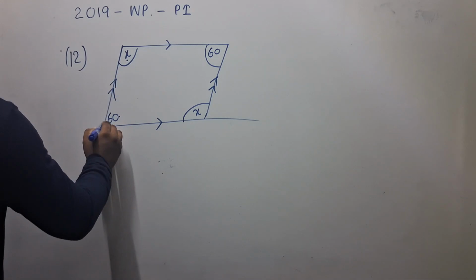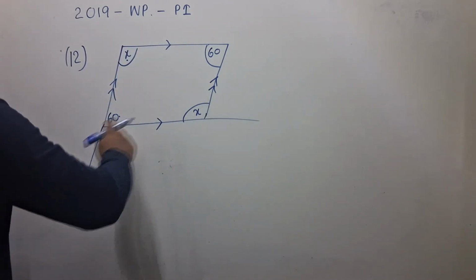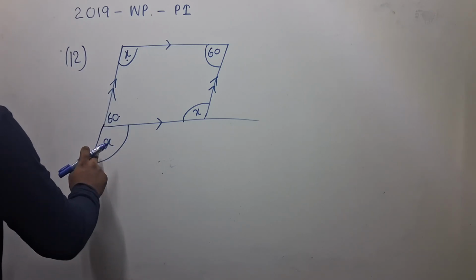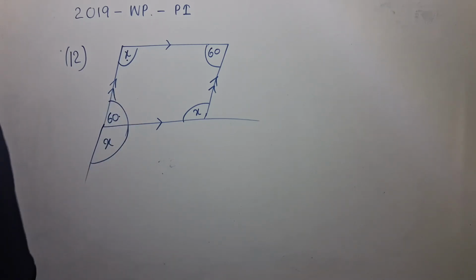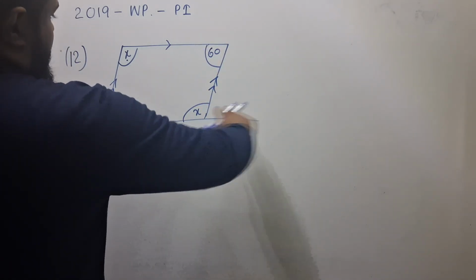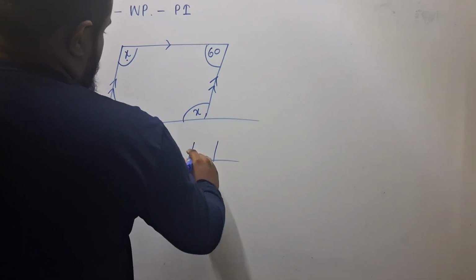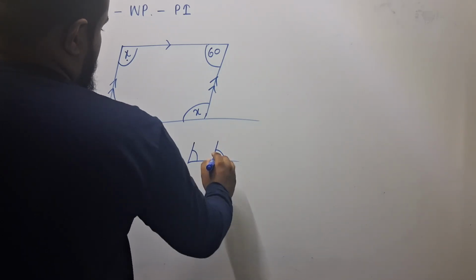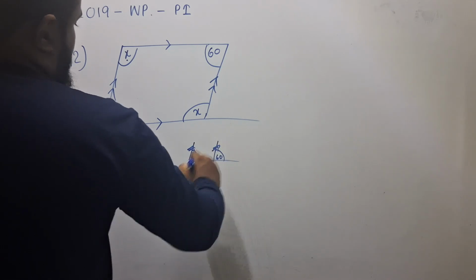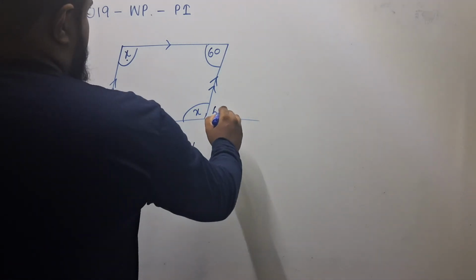So you can use the F shape and put the corresponding angle here as x. Now you can see x plus 60 is actually 180. Here also think the F shape to this side, 60 plus x. This is 60, this is 60 due to the corresponding angles. So this will become 60.